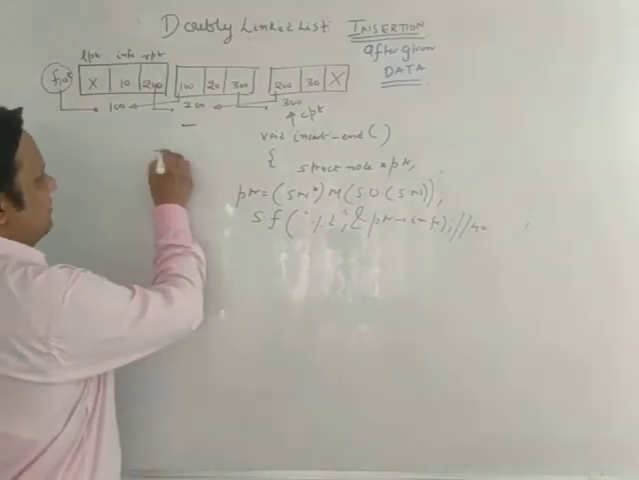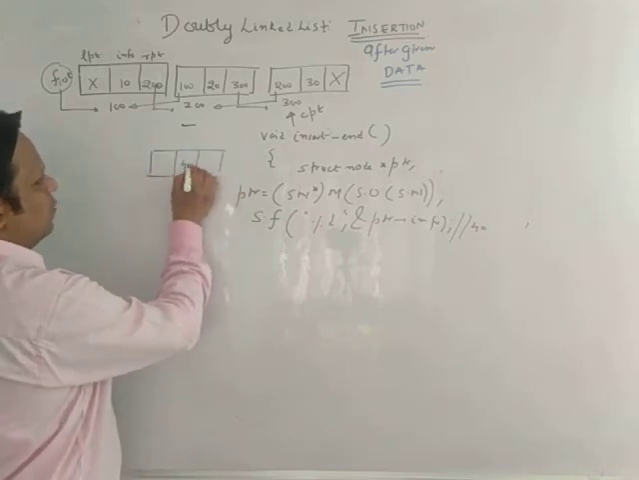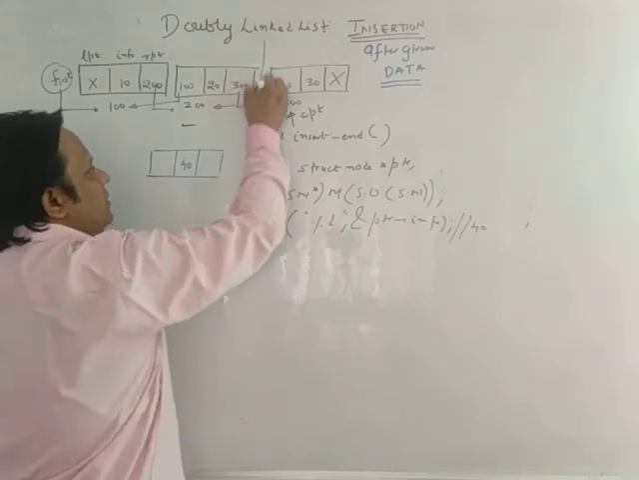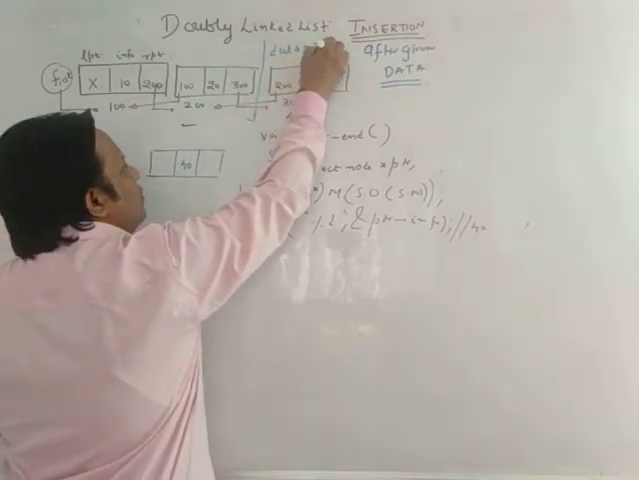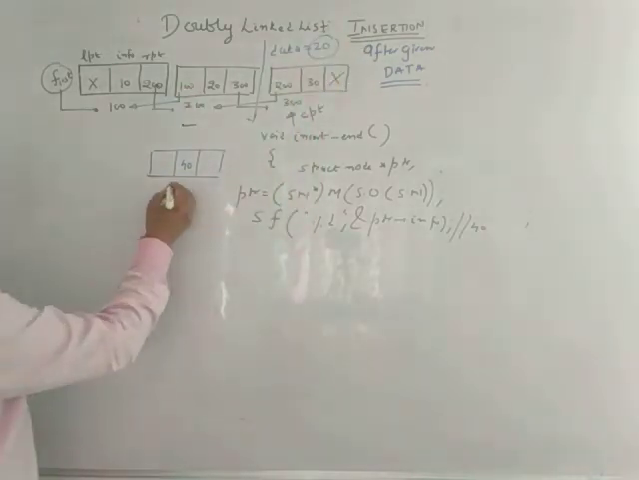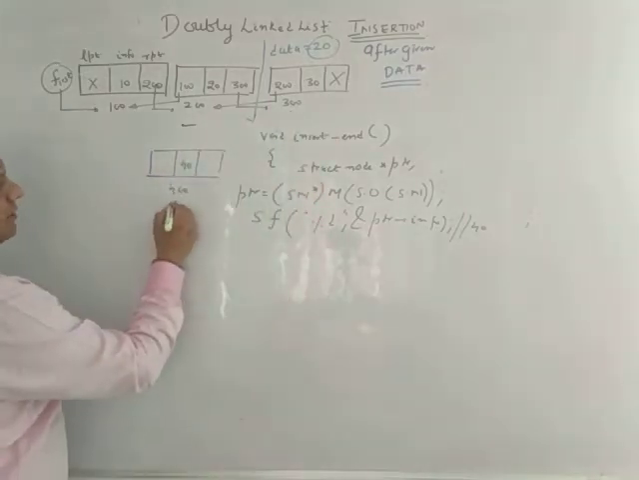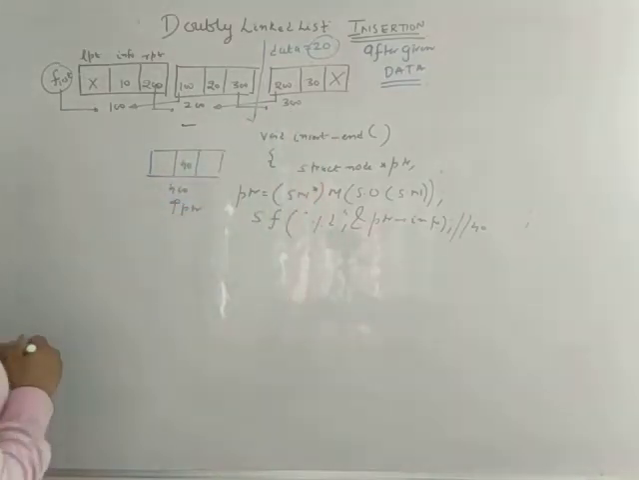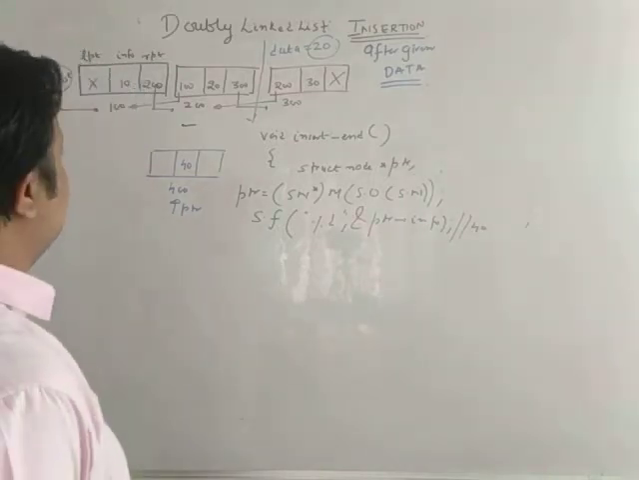So let's suppose this is my node 40, and I want to insert this node after the data value 20. So my data is 20. I want to insert this node after 20. Let's suppose the address is 400 and this is my PTR. Okay. So first, let's see the basic concept, how we're going to do this.